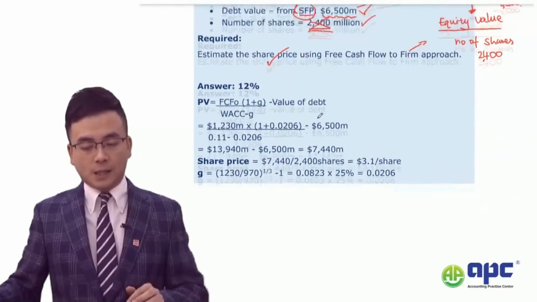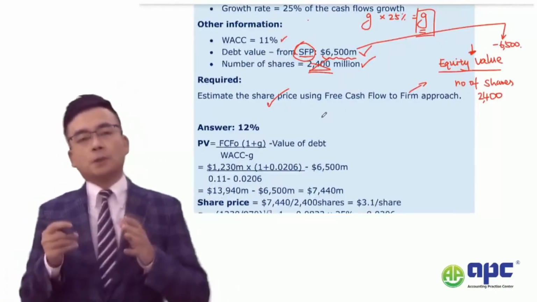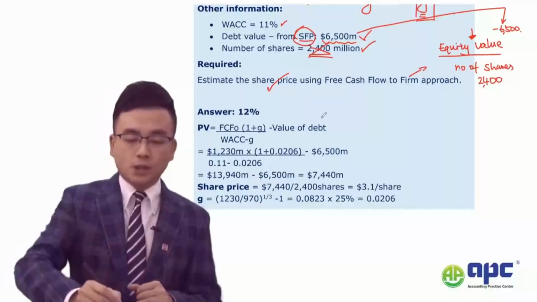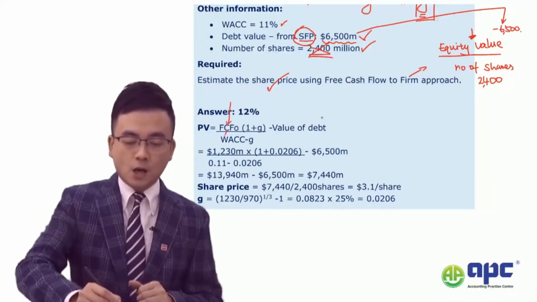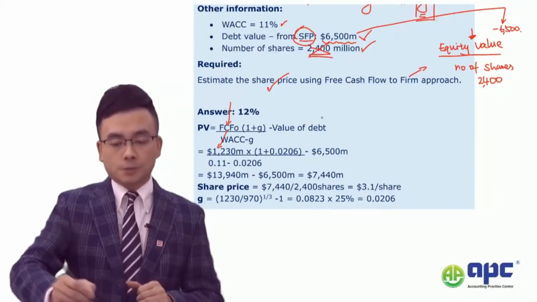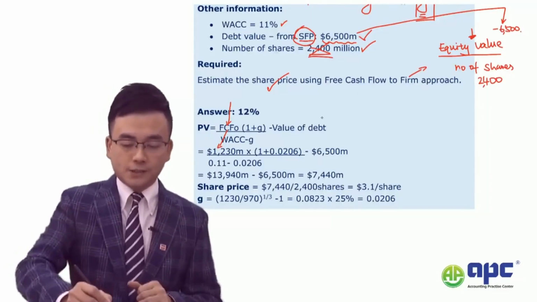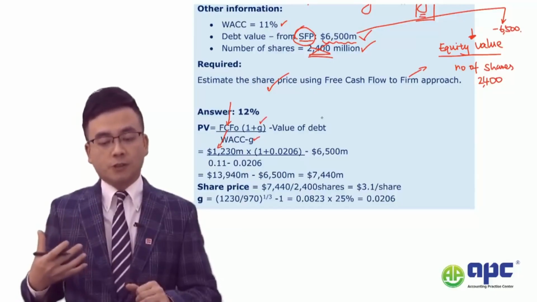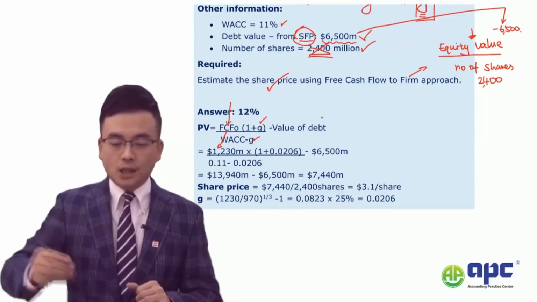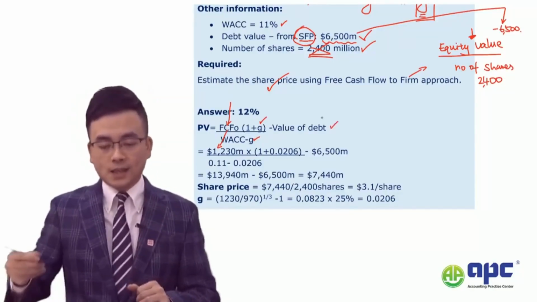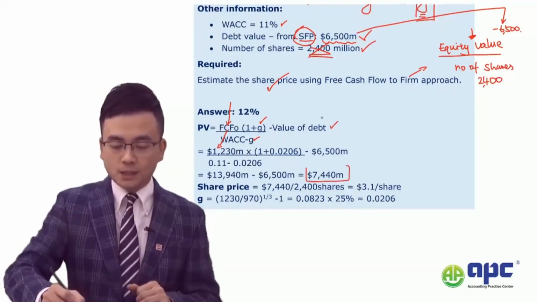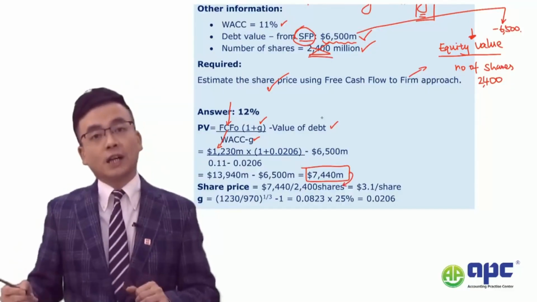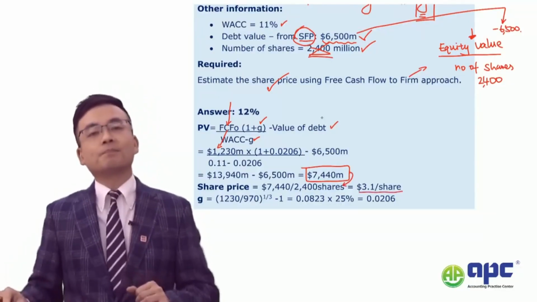Let me summarize it here. To calculate the present value of the free cash flows to firm, we use the latest free cash flow to firm of 1230 times 1 plus the growth rate of the free cash flows to firm, and in the denominator we subtract that growth rate, which we just calculated. And we subtract the value of debt, and that gives me the value of equity, 74.40, and then over 2,400 shares, and that becomes the share price.